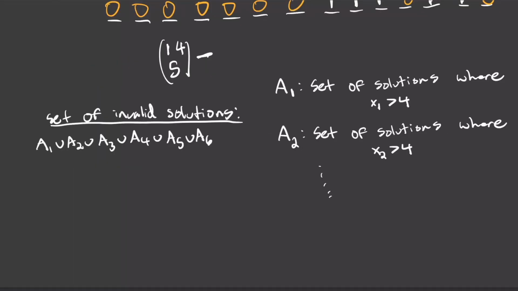So first of all, let's find the magnitude of A1 here. If we come back and we look at our 6 donuts, I'll draw them out again. Then we need to allocate 5 to A1, right? The set of solutions where x1 is greater than 4, so we're going to give it 5.